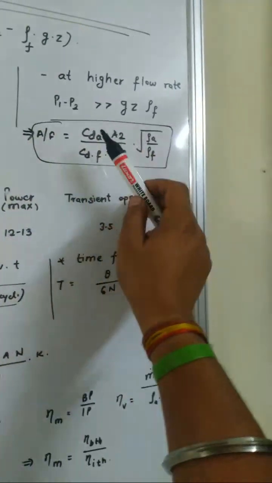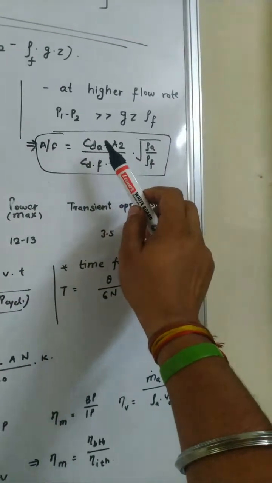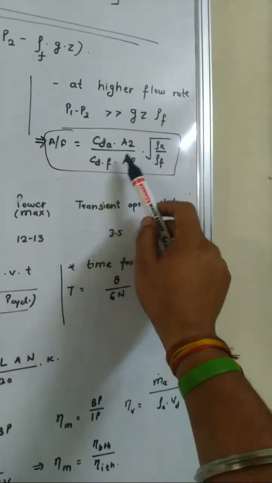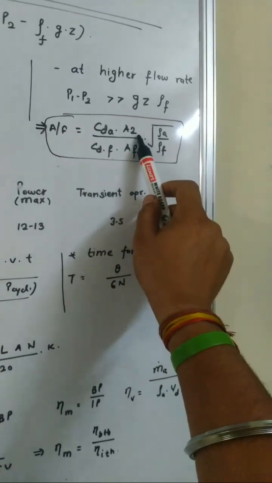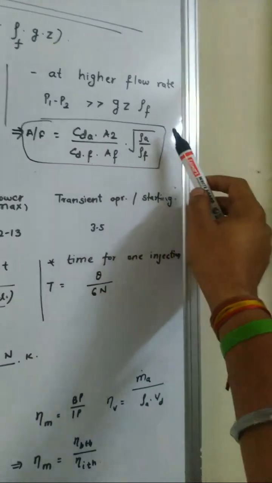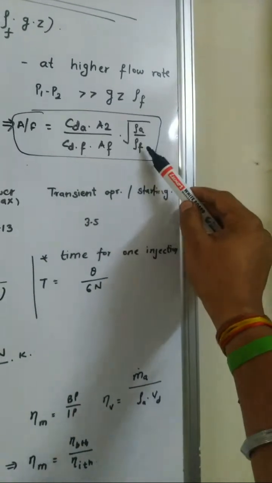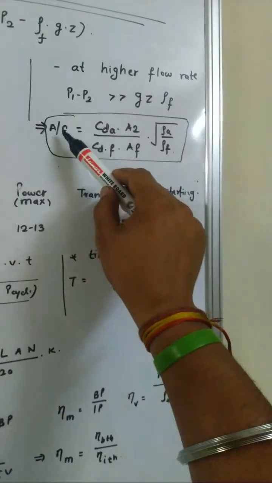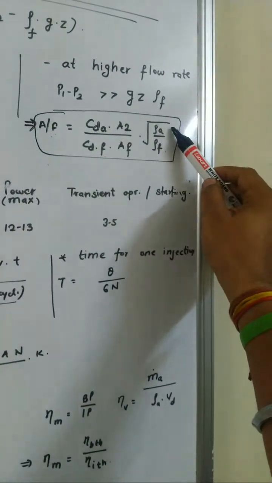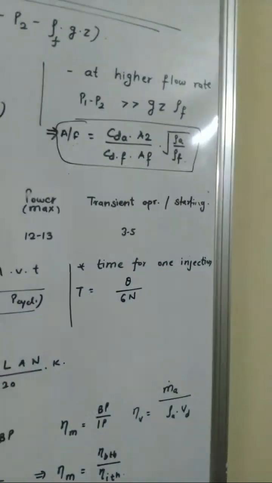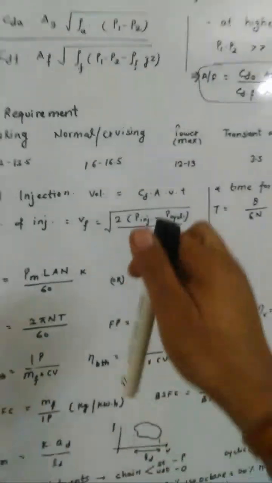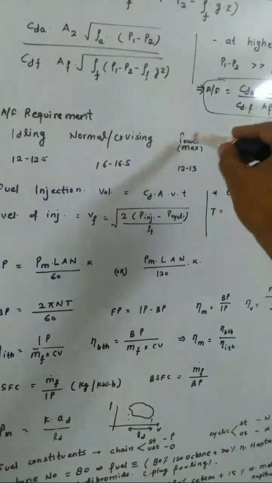This is the mostly used formula: CDA, the discharge coefficient of the air, over the discharge coefficient of the fuel nozzle, into A2, the throat area, over AF, the area of the fuel nozzle, into the density ratio of air to fuel. As it is air to fuel ratio, here also the upper side will be the density of air and the lower will be the density of fuel. Okay, next, this is just data to remember.